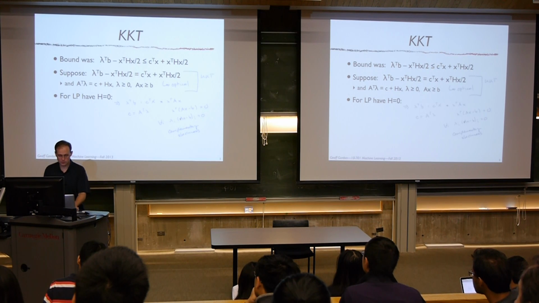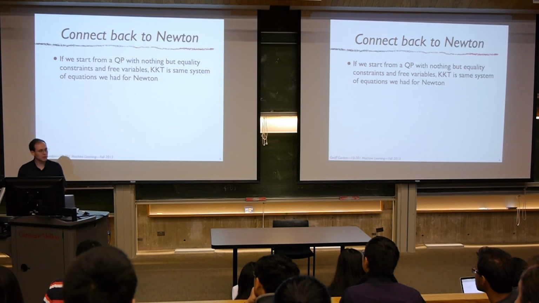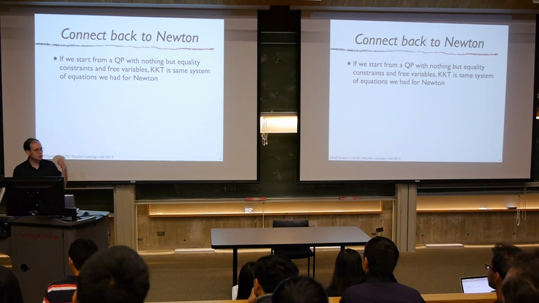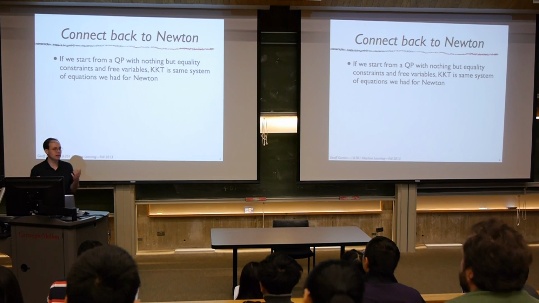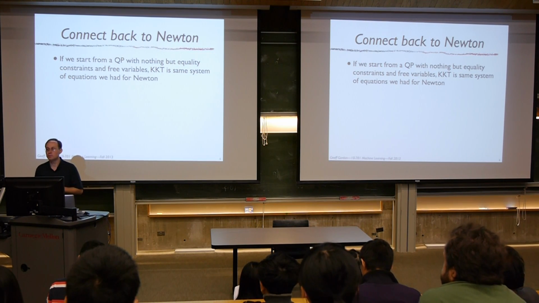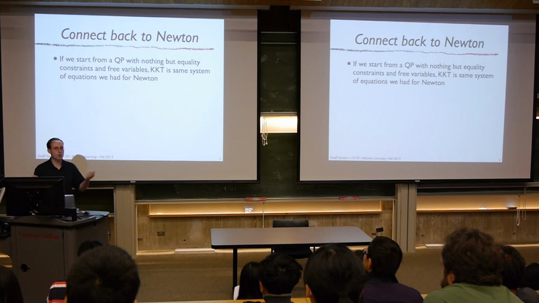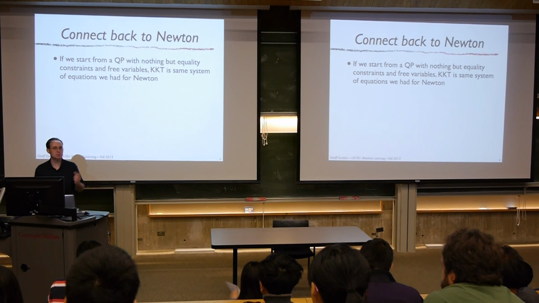All right, so we're almost done. I'm not going to do this, but I wanted to point out, so I brought up Newton's method for equality constrained problems. So now we can do it another way, right? We can solve the same problem another way. We can say a quadratic program with only equality constraints and only free variables. That's the same as just minimizing a quadratic subject to linear equations.